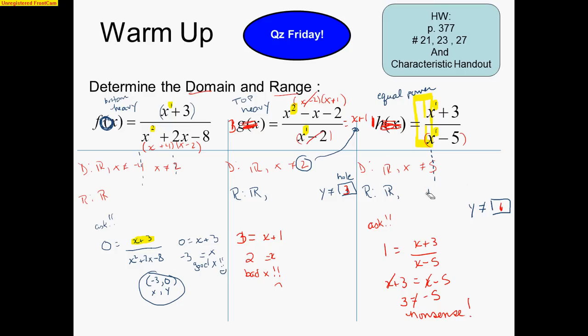My range is all real numbers, but y will never equal 1. So this function will not hit the horizontal asymptote at the ends, but it also won't hit it anywhere else. Remember, that's different from the first problem where the function will never hit the horizontal asymptote. Oh, this doesn't have a horizontal asymptote. Oh, yes, it does. It has a horizontal asymptote at 0.